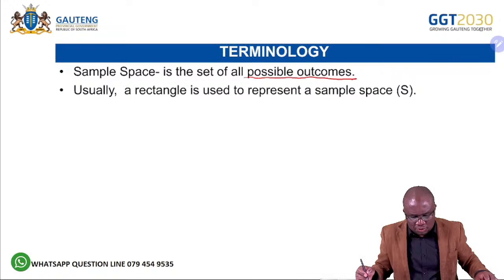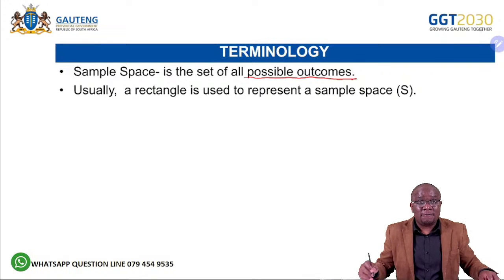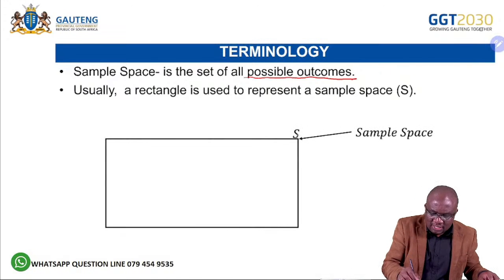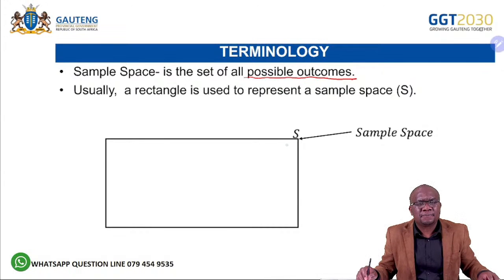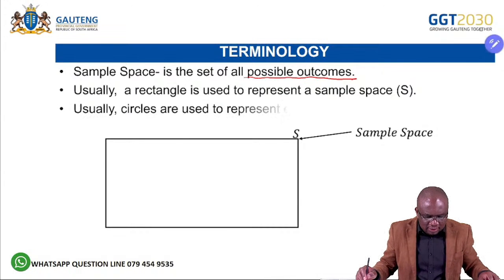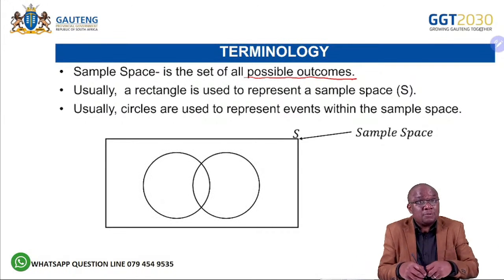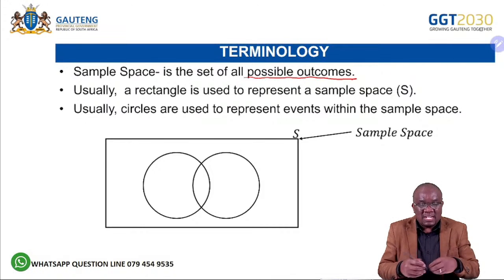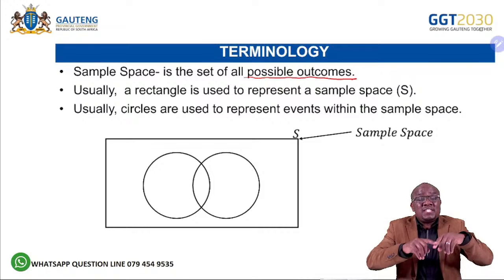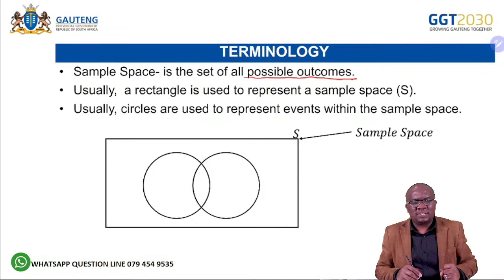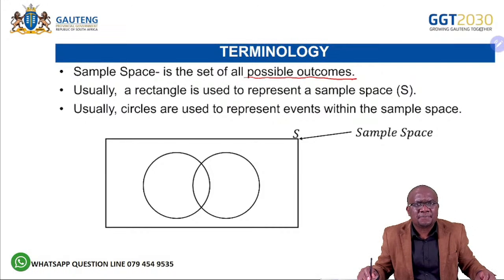Usually a rectangle is used to represent a sample space. We're going to be drawing our Venn diagrams. So the sample space, we use a rectangle like this, and then we write S there for sample space. And then usually the circles are used to represent events within the sample space. So in the sample space now, the events are there. We have the sample space, which is the outcomes we get when you throw a dice. I'm using this example. And then the events may be getting odd numbers. The other event may be getting even numbers. They are inside the sample space. You understand?